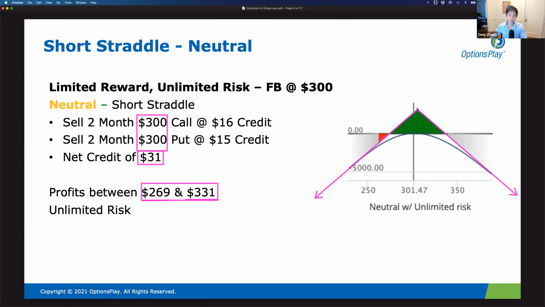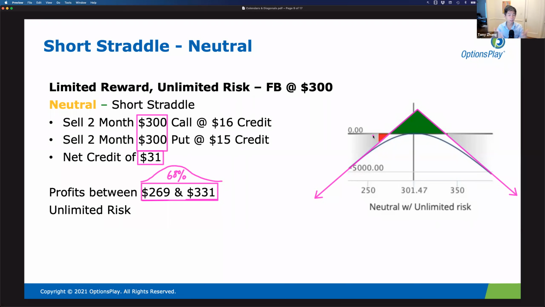And many investors, when they look at this type of strategy, usually say, this sounds like a terrible idea, to take on $31 of potential reward in exchange for unlimited risk. But the one thing you have to remember is that the price of the option is based on the expected range of the stock. Many times you can take the short straddle to estimate the market's implied probability for this particular expiration. So there's about a 68% chance, generally speaking, and this is a rough estimate, that Facebook will be between 269 and 331.